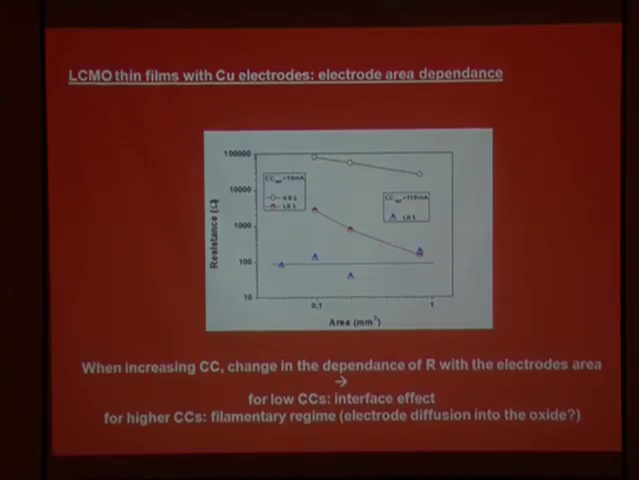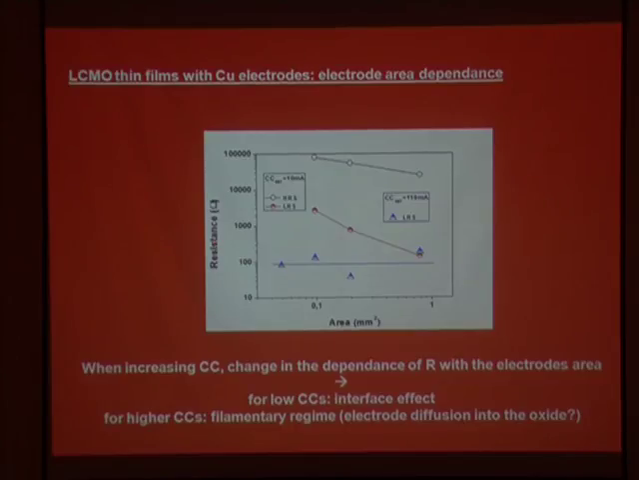Indeed, if we see the dependence of the low resistance state as a function of the electrode area for low and high compliance currents, we see that for the case of a compliance current of 10 milliamperes, which is low, there is a clear dependence of the resistance as a function of the area, while if we go to higher compliance currents, which is 110 in this case, the blue ones, there is roughly no dependence.